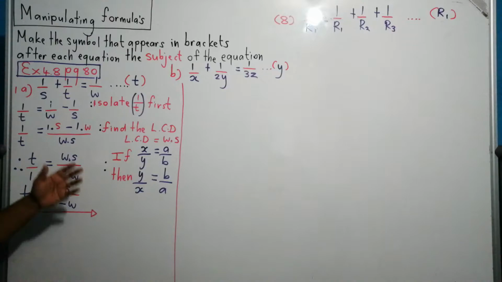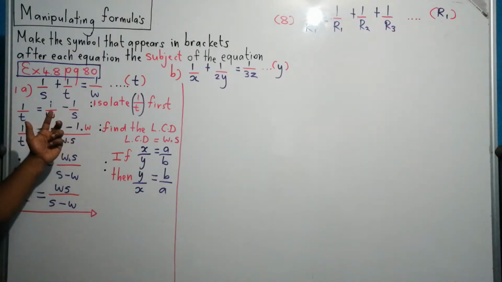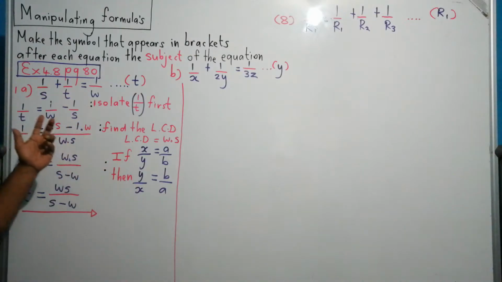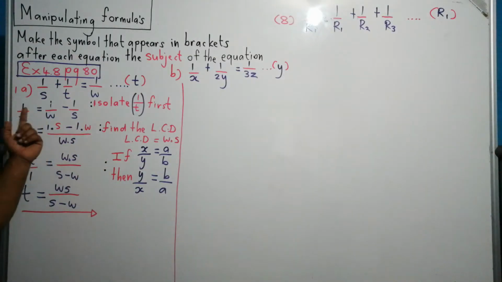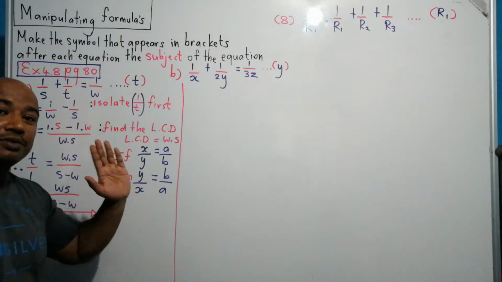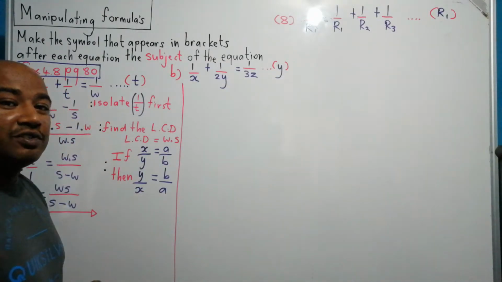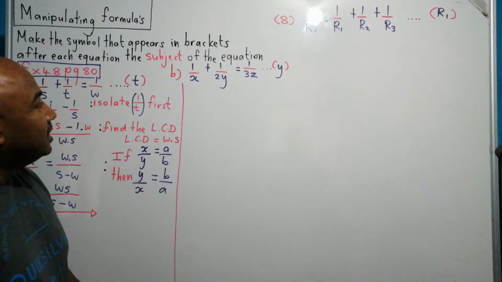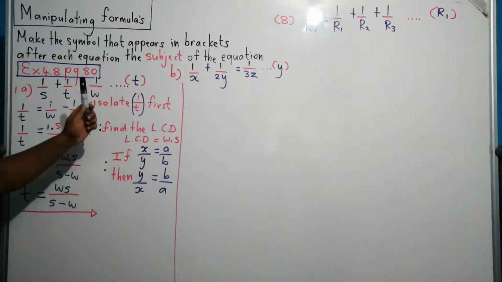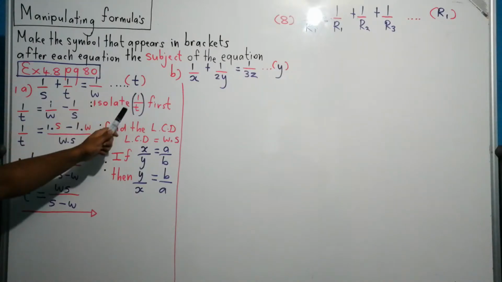Notice that we have fractions here. You will come across many different types of equations. We could have fractions. Here, clearly, we are adding fractions. When you are adding or subtracting fractions, remember to find the lowest common denominator. So here the question is: make t the subject of the formula.